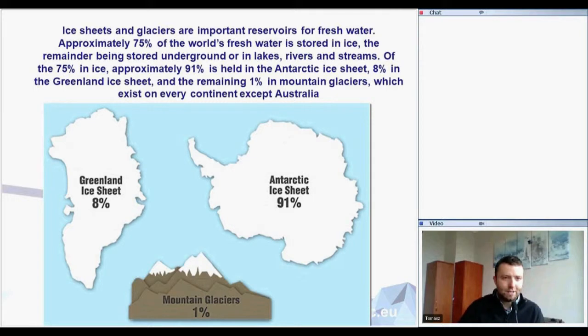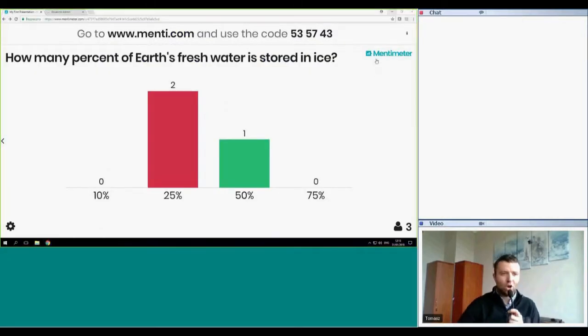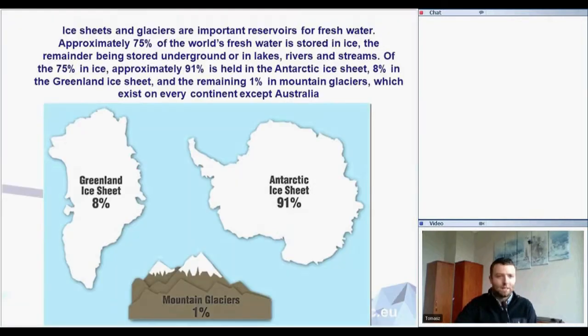And here is the moment. Now it's the moment when we can check your answers. Here's the question: how many % of Earth's fresh water is stored in ice? The fresh water in lakes and rivers is only 25%. The rest is stored as ice on glaciers and ice sheets, and that's 75% of fresh water. So these answers were wrong.